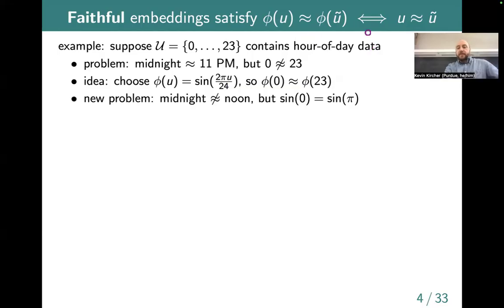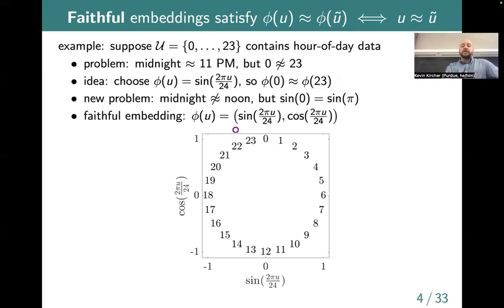But there's another problem. This is really an if and only if sort of thing, and we've satisfied one direction, but the other direction still doesn't work. Midnight is about as different as can be from noon, but 0 and 12, the hour for noon, actually give the same value with this sinusoidal embedding. If we plug in 0 or 12, we get sine of 0 or sine of pi, which are both equal to 0. So now we have dissimilar input data, but the feature is actually similar.